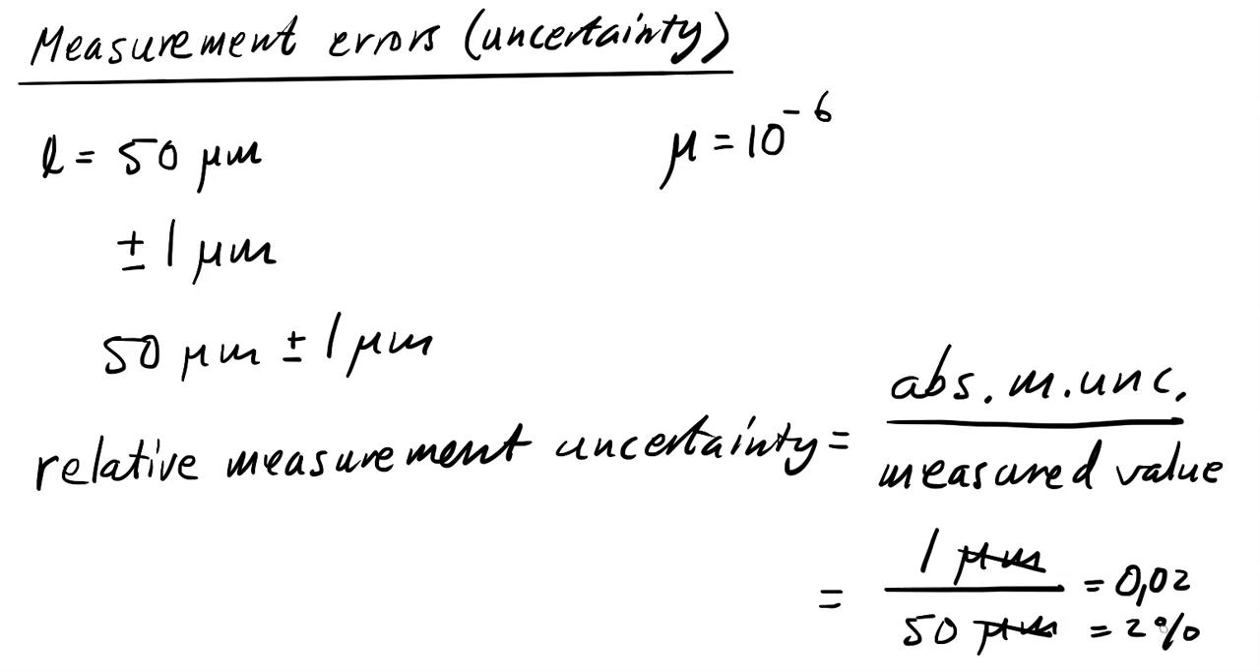And often this can be more interesting to know than just the absolute error. For example, let's say that instead you measure the distance between Earth and the Moon to be 380,000 kilometers. And let's say that you have a measurement uncertainty of 100 kilometers. So you're only certain about this to plus minus 100 kilometers.